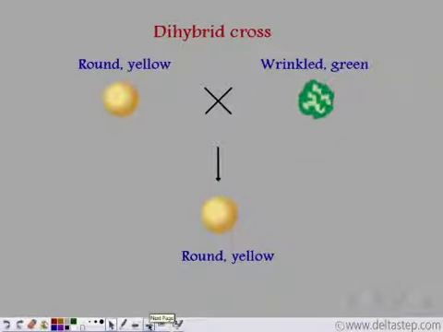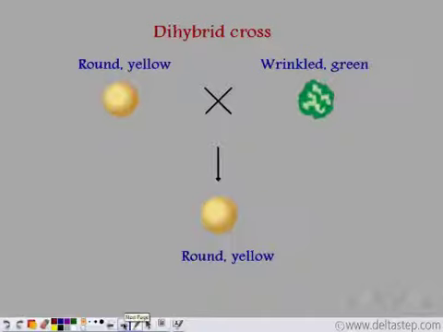This time he studied two varieties of plants with two contrasting traits, that is seed color and seed shape. So he took two plants with a round and yellow seed and a wrinkled and green seed and crossed between them. This cross is known as the dihybrid cross, where di means two. It is known as the dihybrid cross because two characteristics are involved.